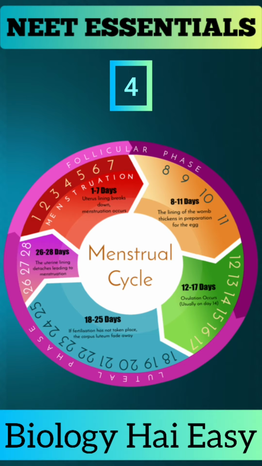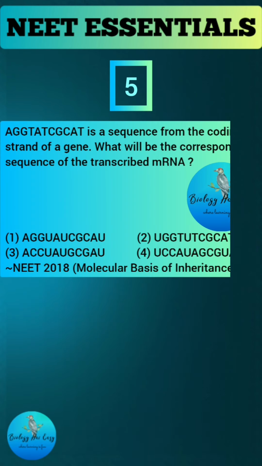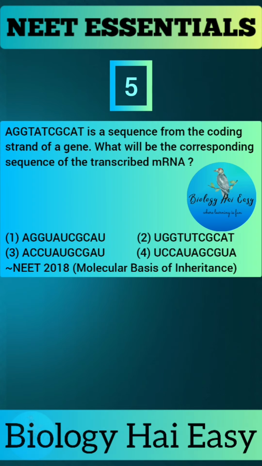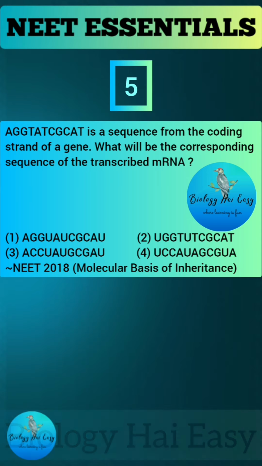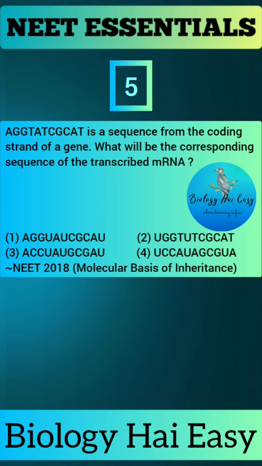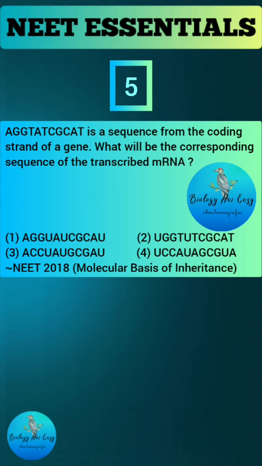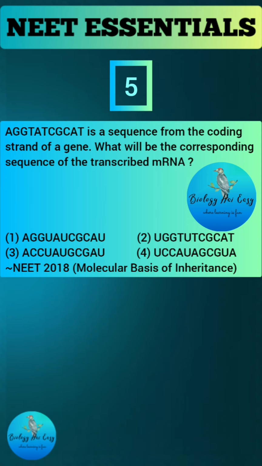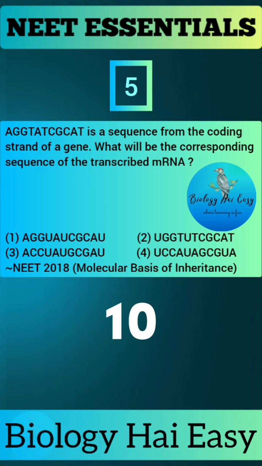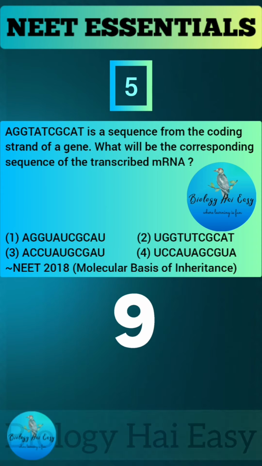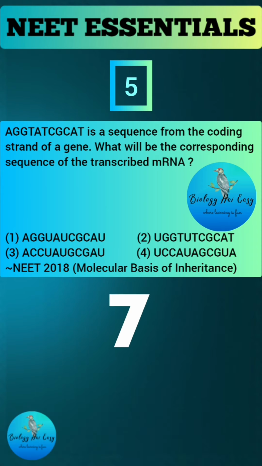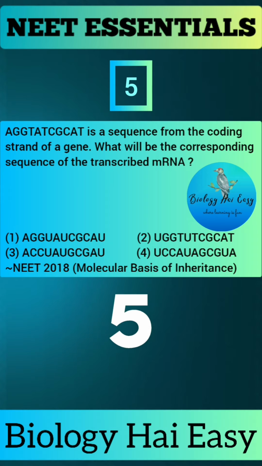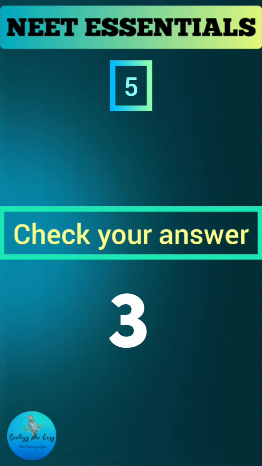Let's move on to our next question. AGG, TAT, CG, CAT is a sequence from the coding strand of a gene. What will be the corresponding sequence of the transcribed mRNA? And the options are given below. Try to solve this on your own. And your countdown begins now. It is a tricky question, but I think you can answer it correctly.